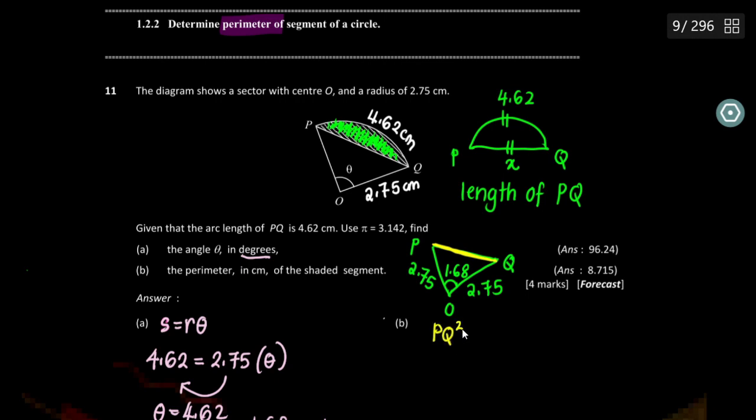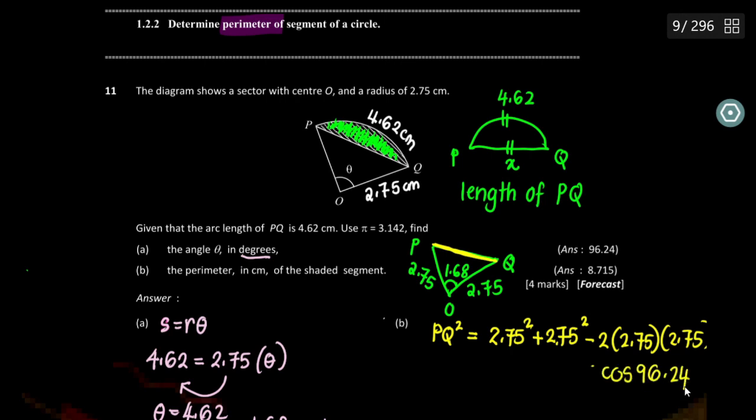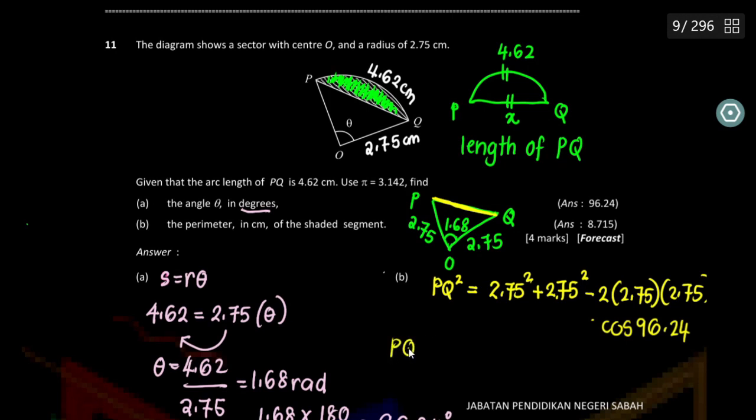So I write PQ square equals to, take the two opposite lengths, which is 2.75 square plus 2.75 square, minus 2.75, 2.75, and then at the last part you need to multiply by cos 96.24. Okay, hold on, let me write nicely. Multiply by cos 96.24. So you have to find one, be very careful when you find, key in everything correctly.